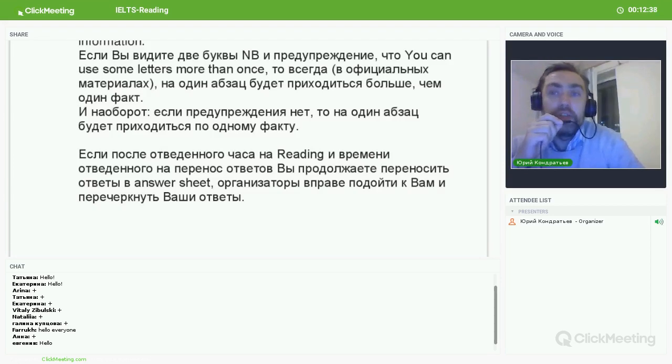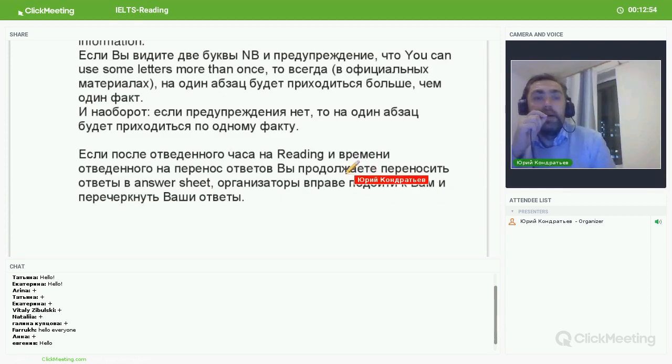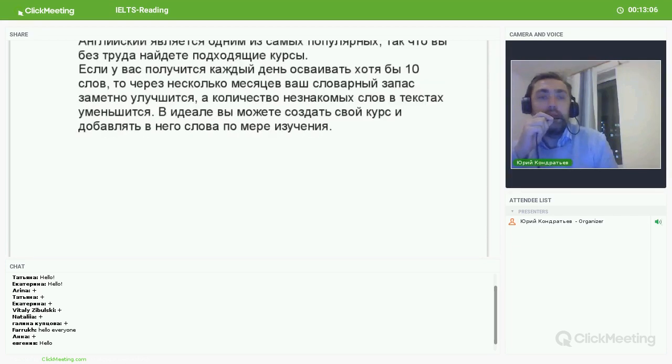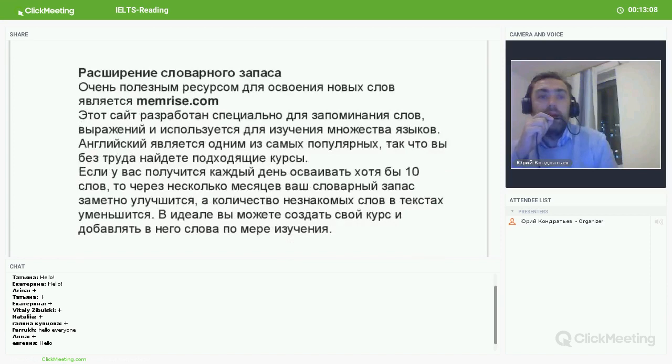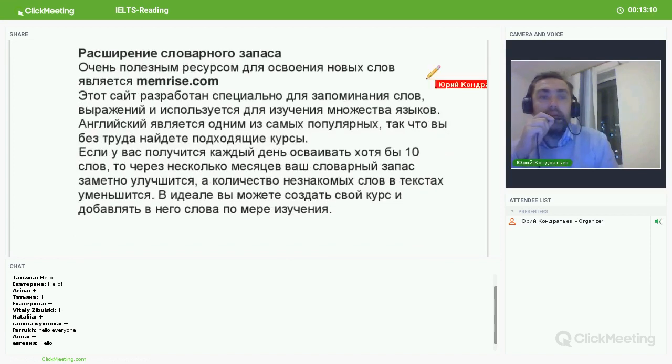So also, you have 1 hour, but this 1 hour includes your time for transferring your answers to the answer sheet. So the actual reading is about 50 minutes, or 55 maximum, because you need some time. You can transfer your answers right after each section, or you can do so at the end. It's up to you. But if you continue transferring your answers after the time is up, then the organizers of the exam can come up to you and just cross out all the answers, so they will not be valid. And you will not get any points in your IELTS exam.